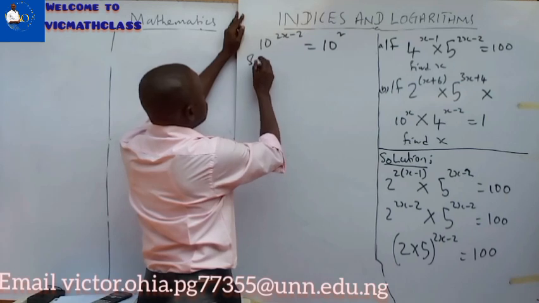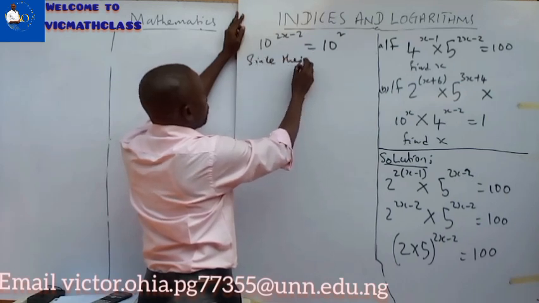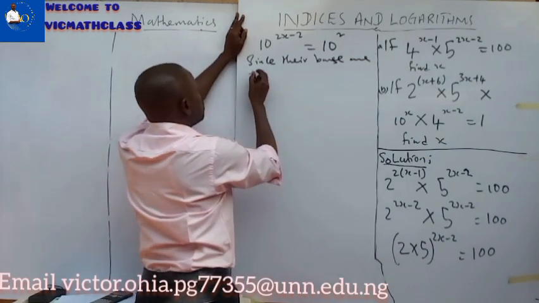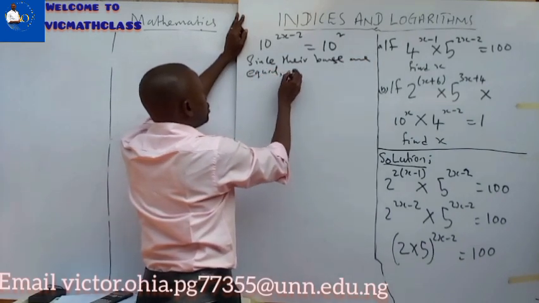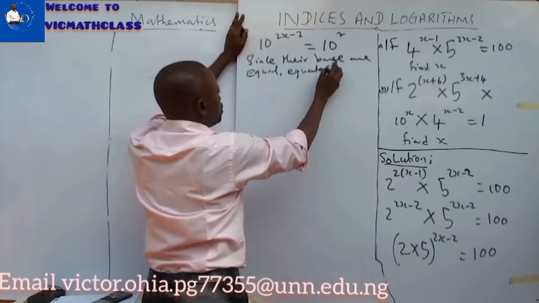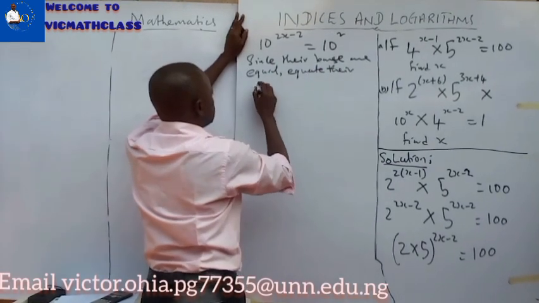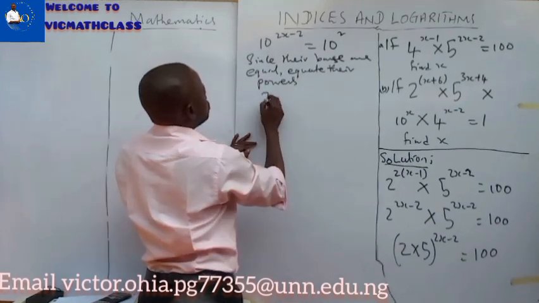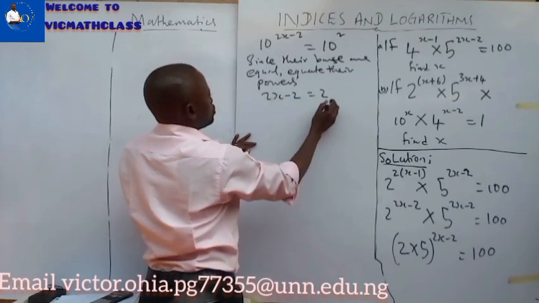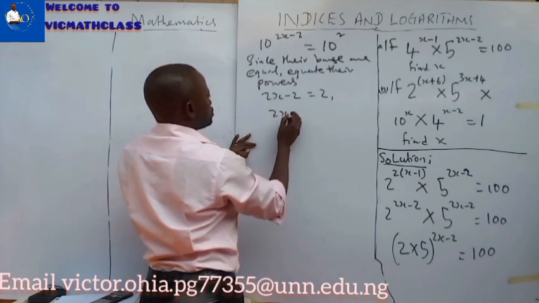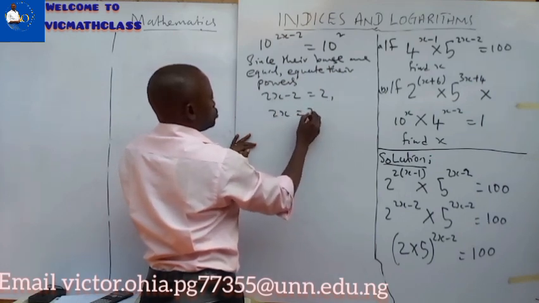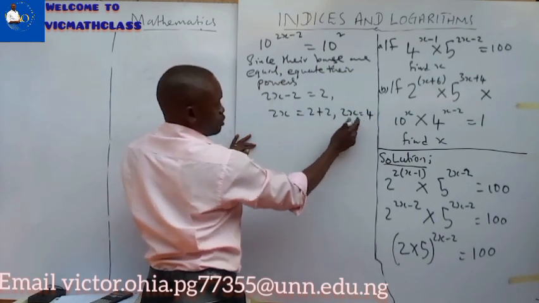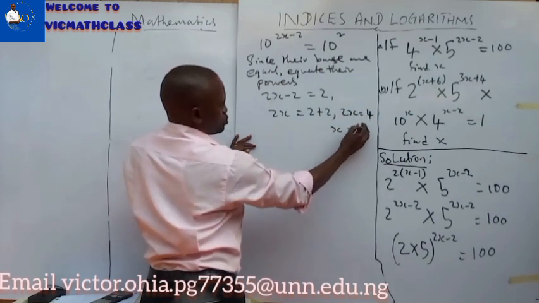So I can say, since their bases are equal, equate their powers. So we now have from here 2x minus 2 equals 2. That means that 2x becomes 2 plus 2, and then we have 2x equals 4. Divide both sides by 2, you have x equals 2.